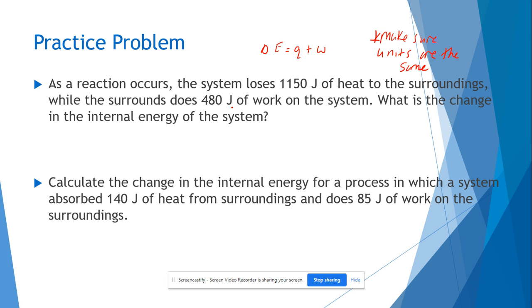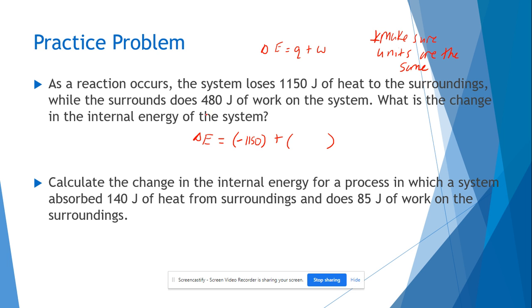I have two numbers in my example problem, 1,150 joules and 480 joules. My units are the same, great. But now I have to focus on, will these numbers get a positive or a negative sign? We know that my delta E is going to equal some number plus another number. So here I have heat. It's telling me that my system's losing heat. So that means that number is going to get a negative value.